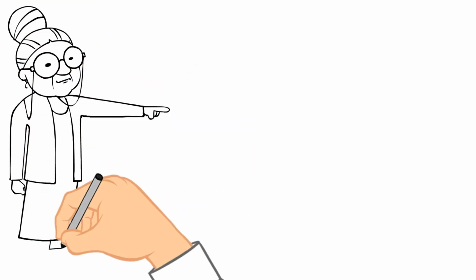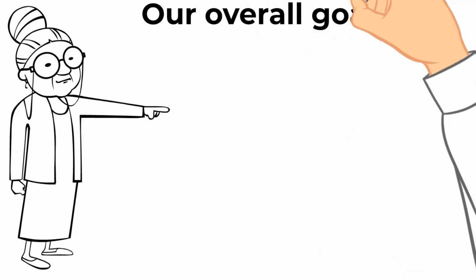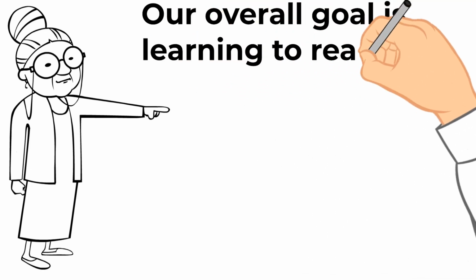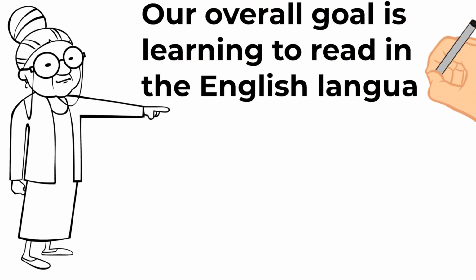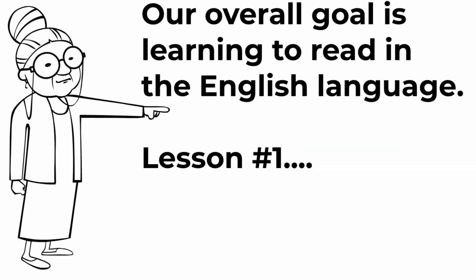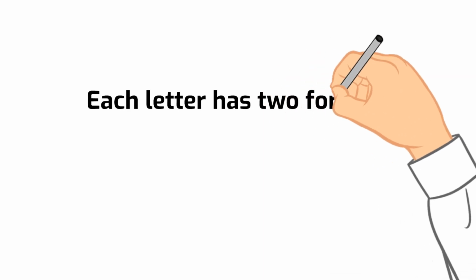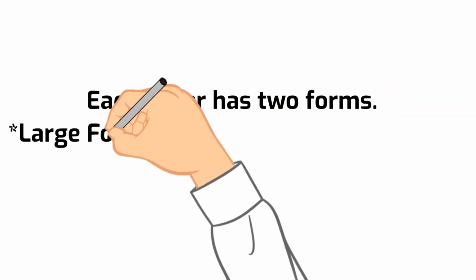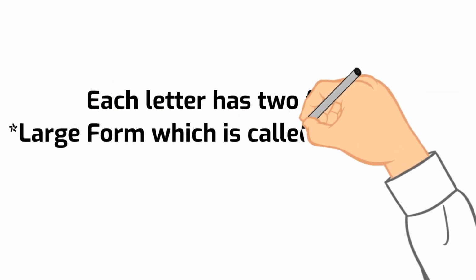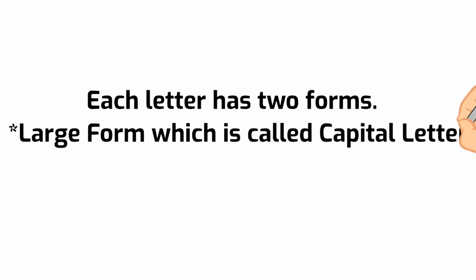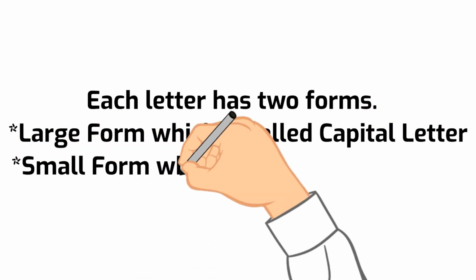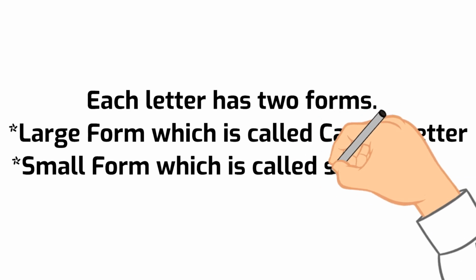Our overall goal is learning to read in the English language. Lesson number 1 will focus on the English alphabet and the sound of each letter. Each letter has two forms. The large form is called capital letter, and the small form is called small letter.